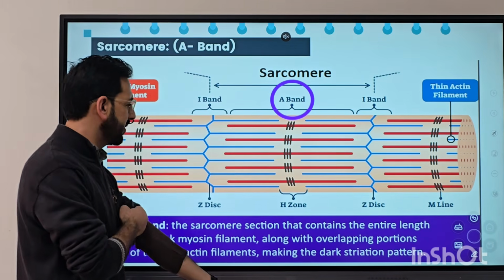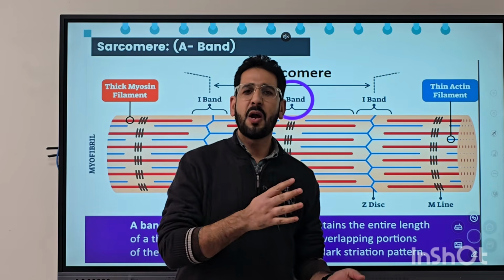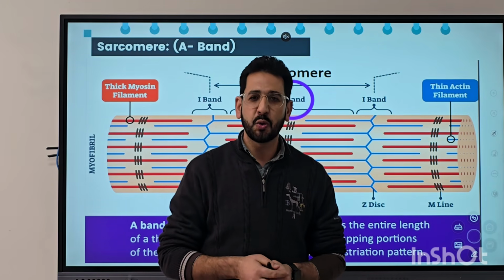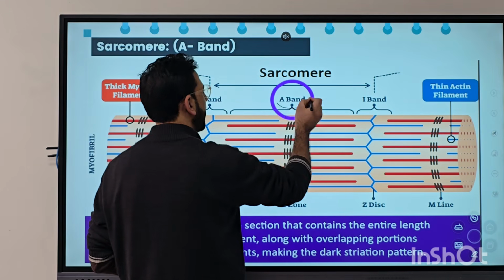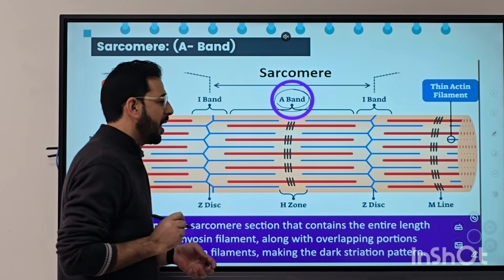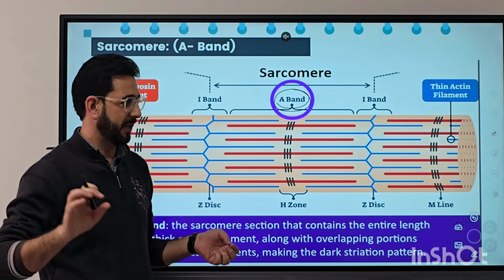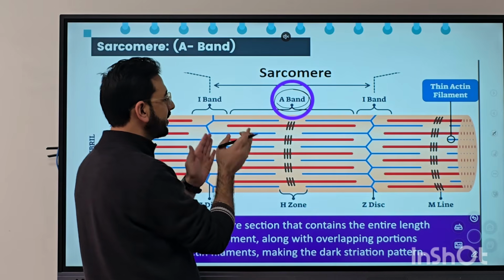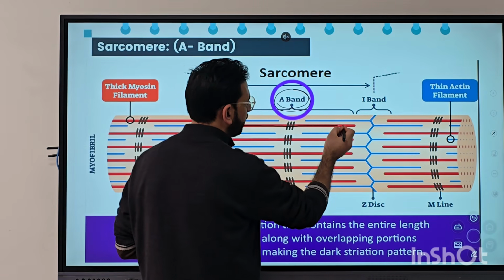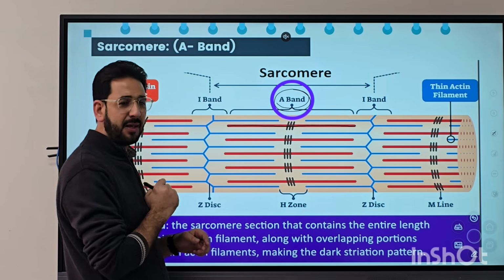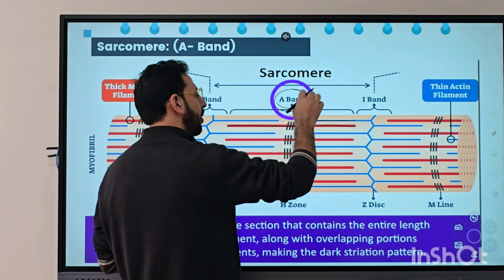The first thing you have to understand is that this sarcomere or this myofibril has been divided into different zones, and the first zone you have to understand is the A zone or A band. Now look here, I've already told you there are thin filaments, actin filaments, and there are thick myosin filaments. The portion inside the sarcomere that contains the complete length of the thick filament, and the actin filament overlapping the myosin filament.